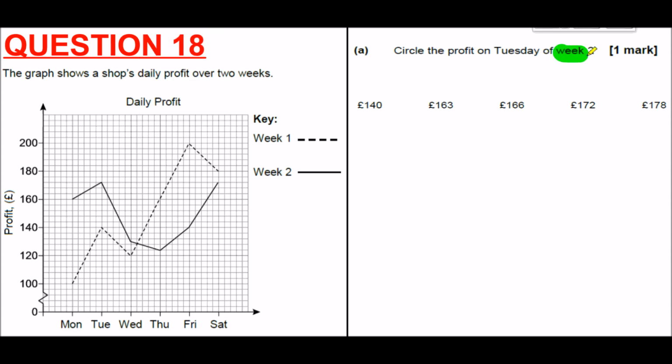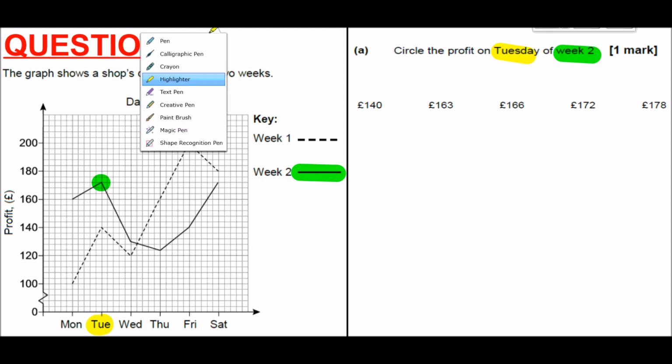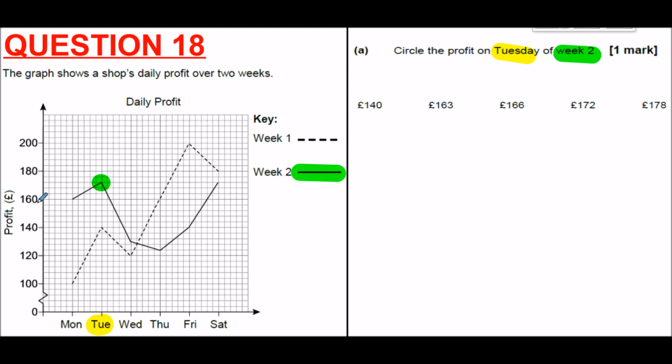So week 2 is the solid line, not the dotted line. So Tuesday of week 2 is going to be this solid line here. So week 2 is this value here. So it's between 160 and 180. So it's definitely not going to be 140.